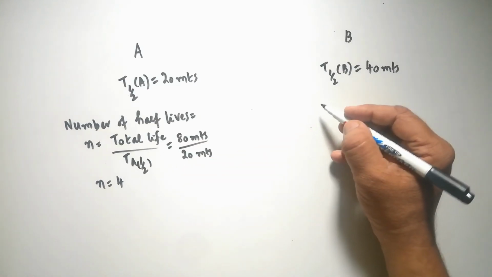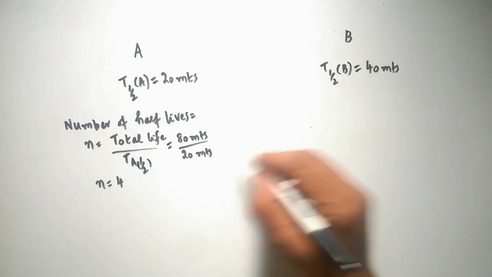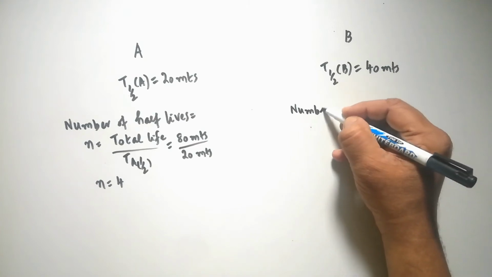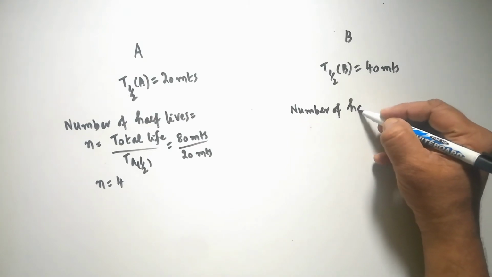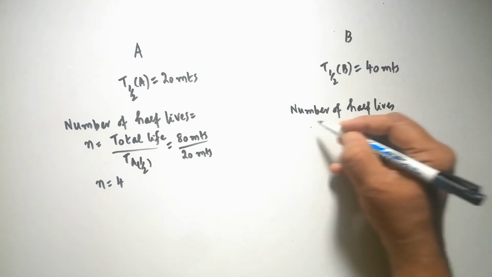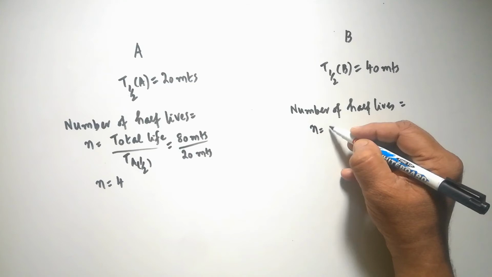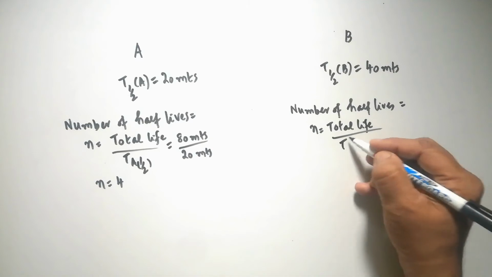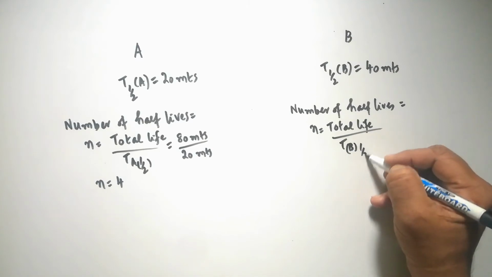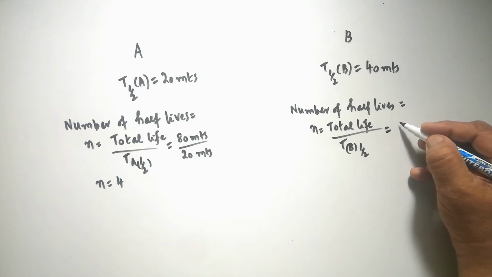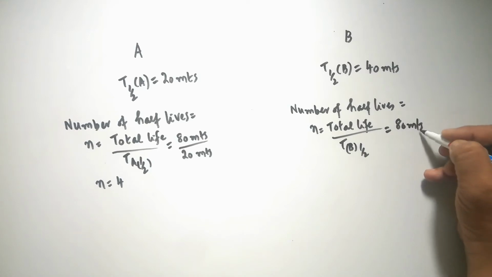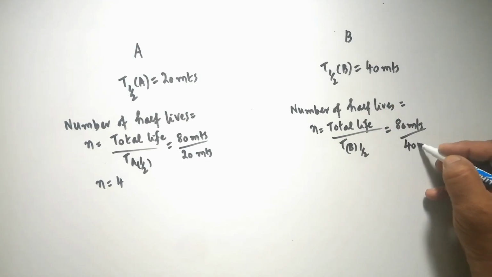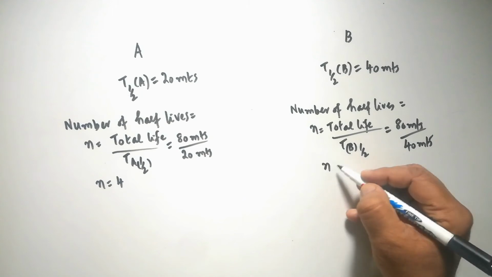Now we are going to calculate the same thing in the case of B. Parallelly you have to calculate the number of half-lives. n is equal to the same formula, total life divided by the half-life period of the B element. Substitute now. Total life is 80 minutes divided by the half-life period of the B element, which is 40 minutes. So the number of half-lives is equal to 2.